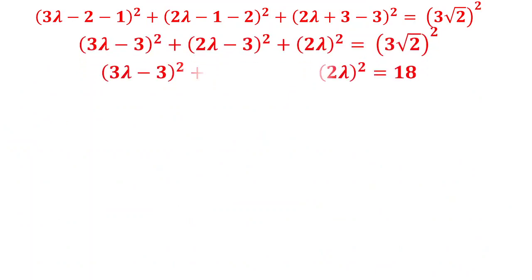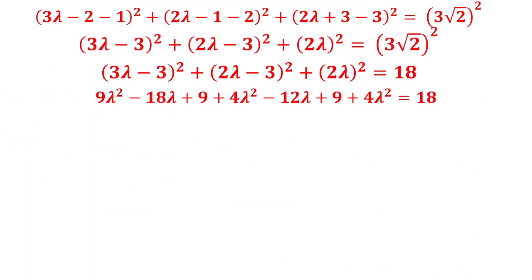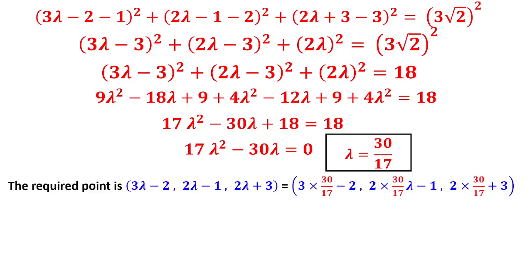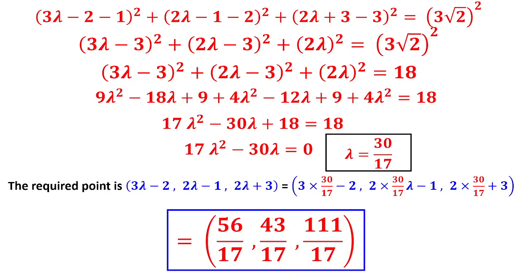We will expand it, and when you expand it, it will become 9 lambda square minus 18 lambda plus 9 plus 4 lambda square minus 12 lambda plus 9 plus 4 lambda square is equal to 18. If you do the simplification, you get lambda as 30 upon 17. Now the point which we require is made up of lambda. Put the value of lambda there, do the simplification, and you will get the required point as (56/17, 43/17, 111/17). Here what we have done is taken a general point and used the distance formula to eliminate that general point.